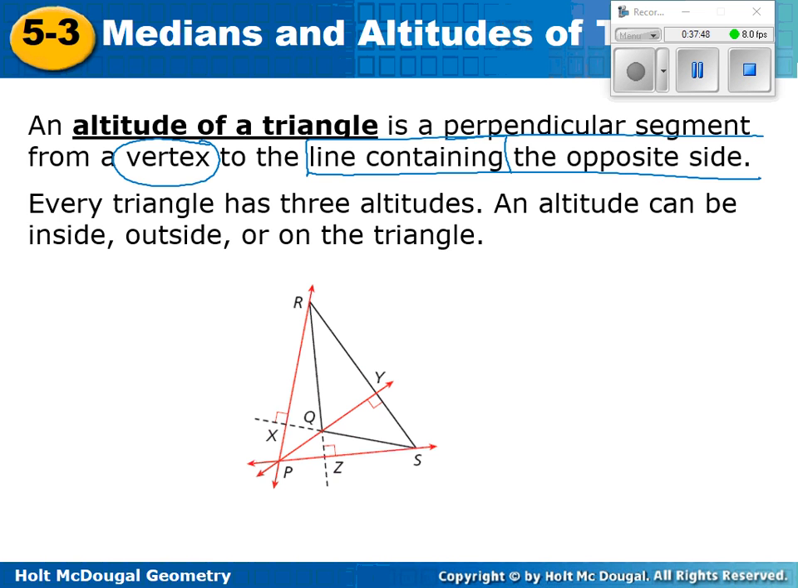If the altitudes intersect to form the orthocenter, they have the same relationship of where they land as the circumcenter from Friday. If it's acute, it's inside. If it's obtuse, it's outside. And if it's a right triangle, it's on the right triangle. It's just where the location of on is different.